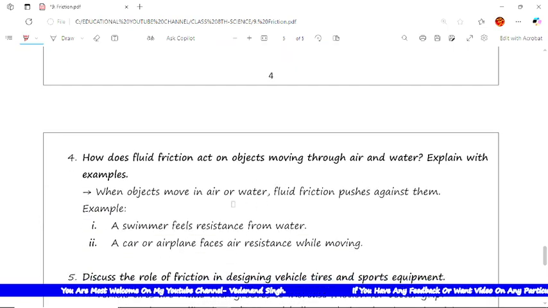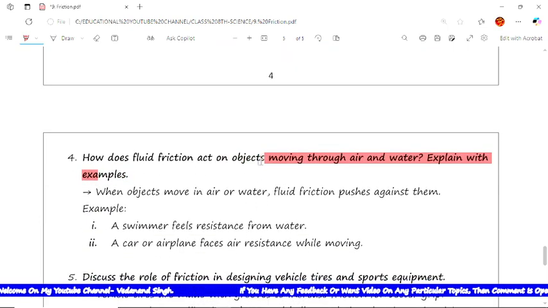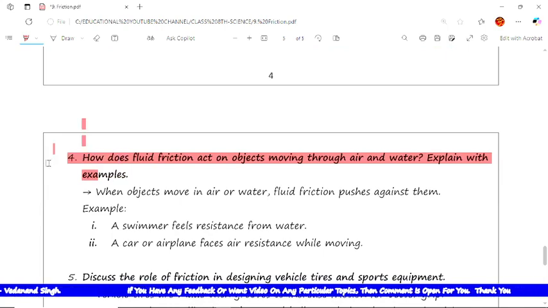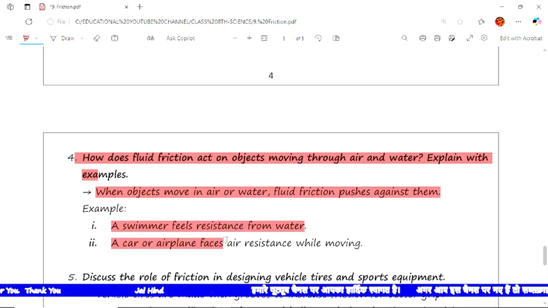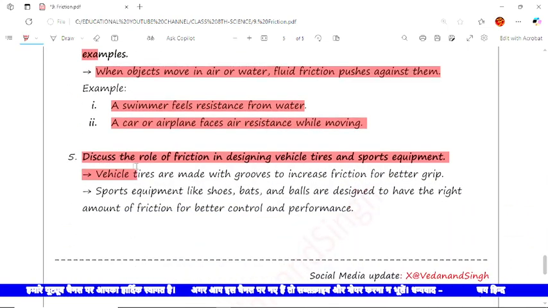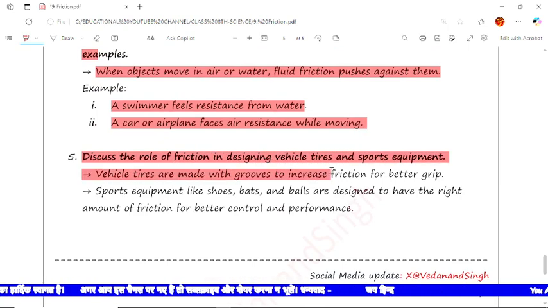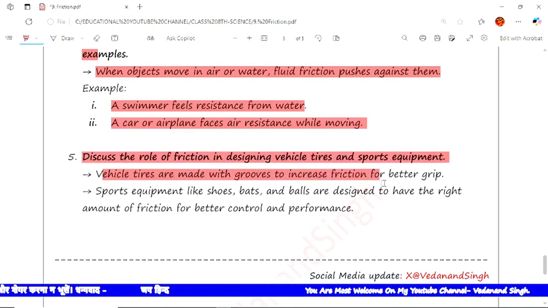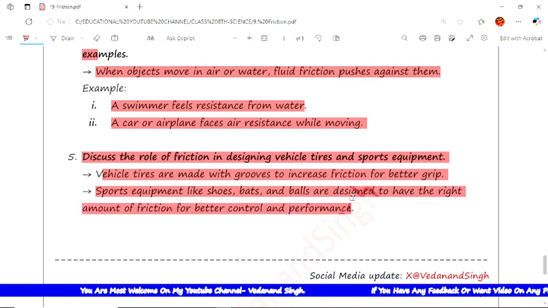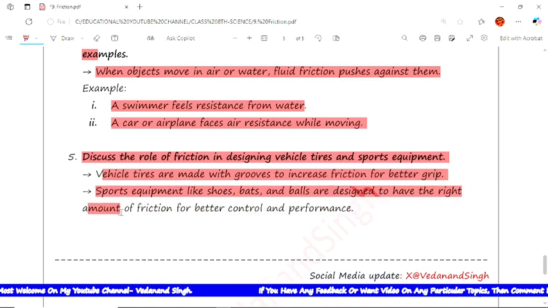Now the next question is, how does fluid friction act on an object moving through air and water? Explain with an example. For an object moving in air or water, fluid friction pushes against it. The examples are, swimming feels resistance from the water, a car or airplane faces air resistance while moving. Now the next and last question is, discuss the role of rolling friction in designing vehicles, tires and sports equipment. The answer is, vehicle tires are made with grooves to increase the friction for better grip. Sports equipment like shoes, bats and balls are designed to have the right amount of friction for better control and performance.